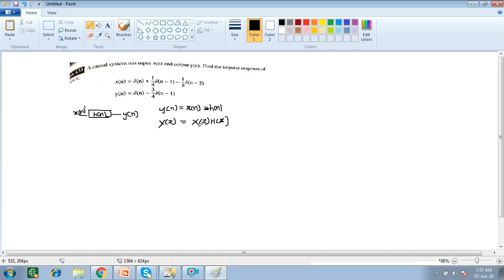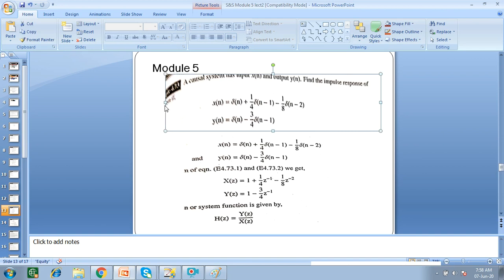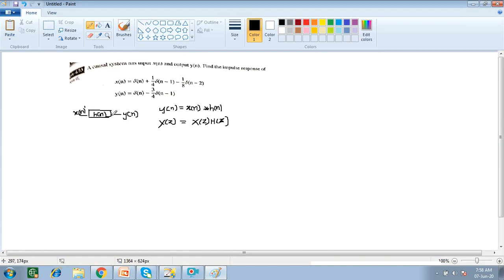Now we need to find x of z and h of z, so we need to go for further simplification. Now we are given x of n and y of n, and we are told that a causal system has input x of n and output y of n. Find the impulse response of the system. So the impulse response of the system is nothing but h of n. Now we are given x of n and y of n. So let's see what we have to do here.